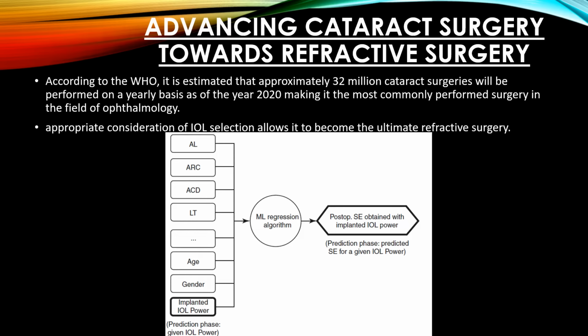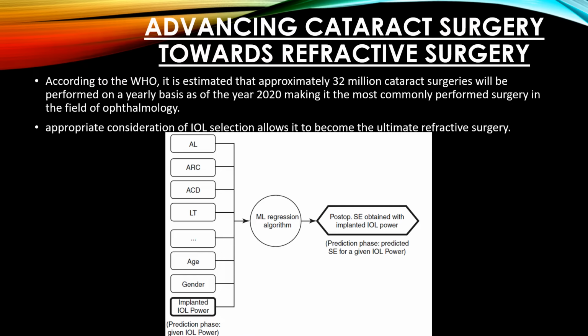Also, refractive surgery is not alone. Basically, nowadays we are advancing the cataract surgery towards refractive surgery. So, according to WHO, it is estimated that approximately 32 million cataract surgeries will be performed on a yearly basis as of the year 2020, making it the most commonly performed surgery in the field of ophthalmology. So, an appropriate consideration of IOL selection and placement allows it to become the ultimate refractive surgery.